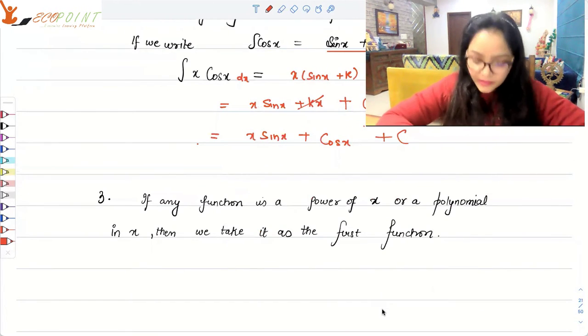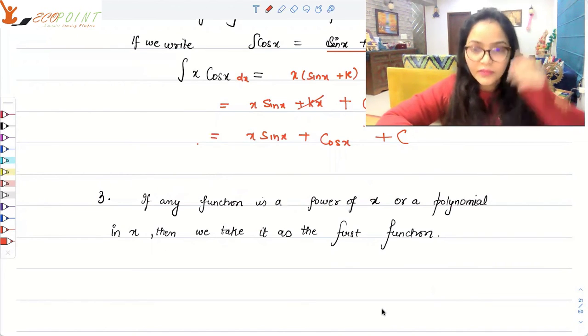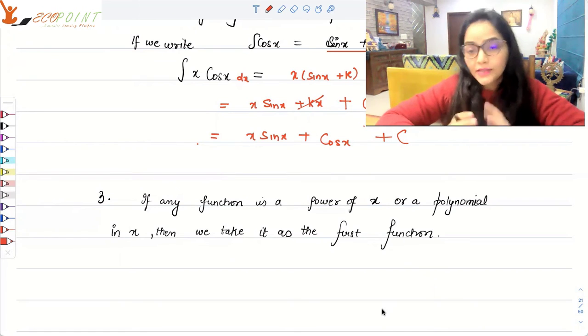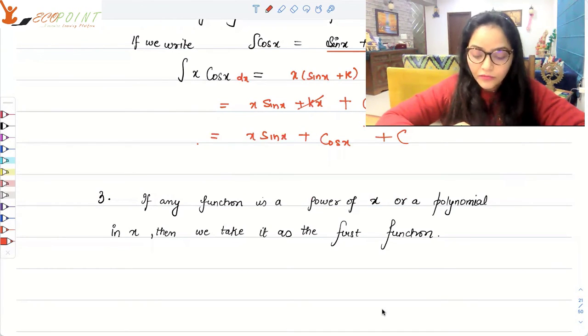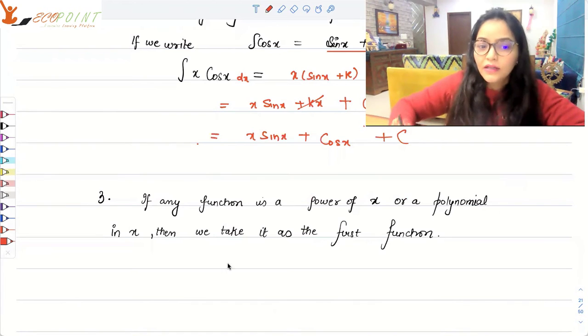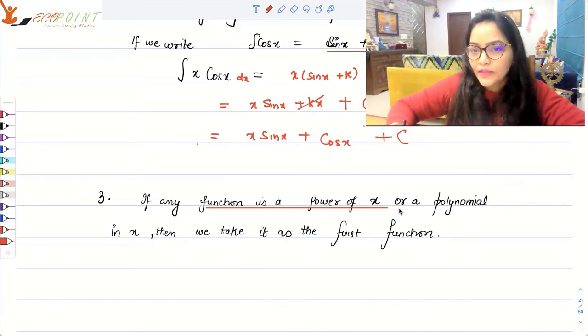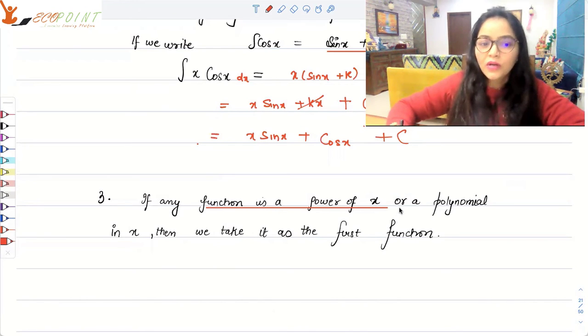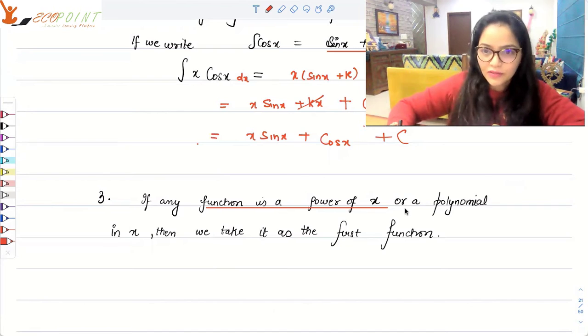So as I said, the hint that I gave you, that in general, that's my experience. The first function, since we have to differentiate it, should be that kind of function which simplifies after differentiation. So if any function is a power of x, is x square, x cube, or it's a polynomial in x, we generally take that as the first function, okay?